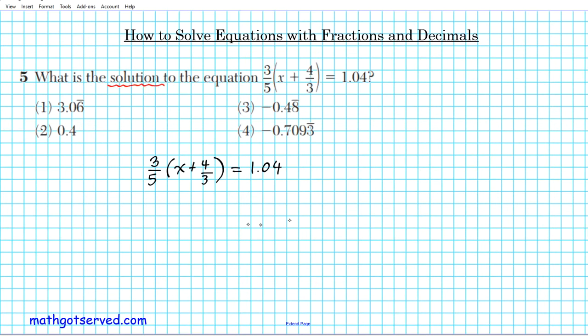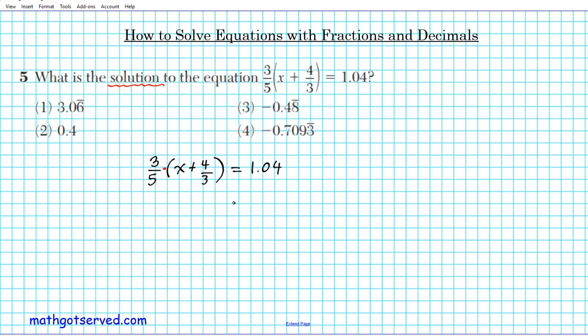So the question is, how do you undo multiplication by 3 over 5? You undo multiplication by 3 over 5 by dividing by 3 over 5. So you divide by 3 over 5 on both sides. Alright, but that looks like a mess. There is a more elegant way to divide by fractions.